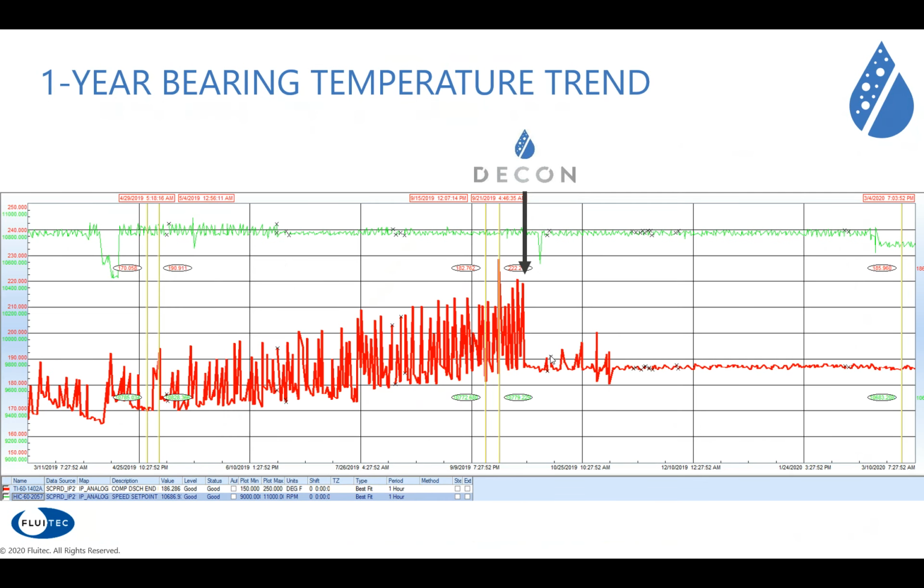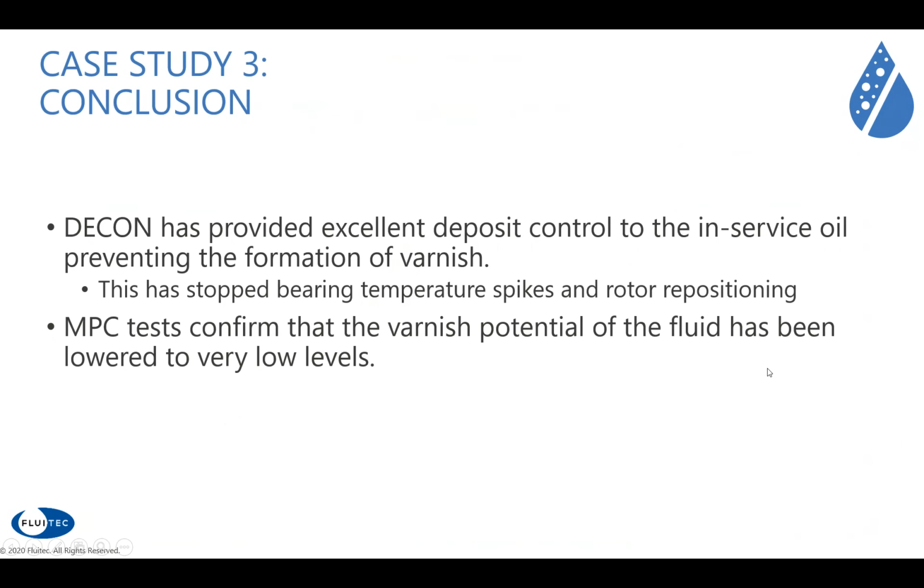Interesting from that graph also is that I come back to this graph you saw with this temperature behavior. Once you add the decon solubility enhancer, an immediate effect on the bearing temperature was noticed. Some small spikes appeared, and that's logical because it starts to dissolve what's been deposited and bring it back in solution. But automatically after that, you have a very nice stable layer, proving a good deposit control. Bearing temperature spikes stopped, the rotor repositioned in its normal position, and MPC level came down to a very low level.